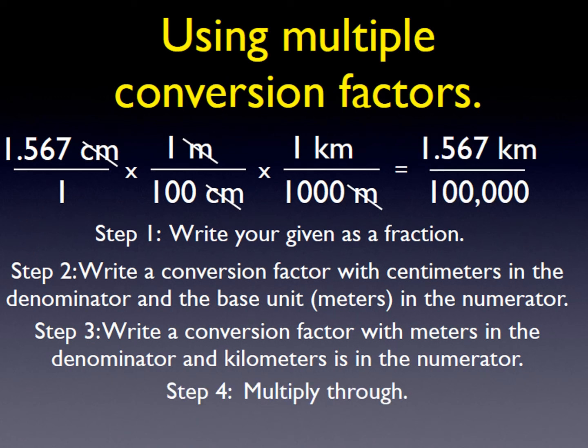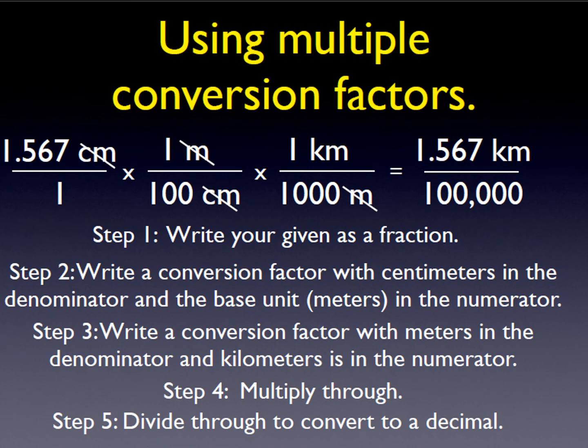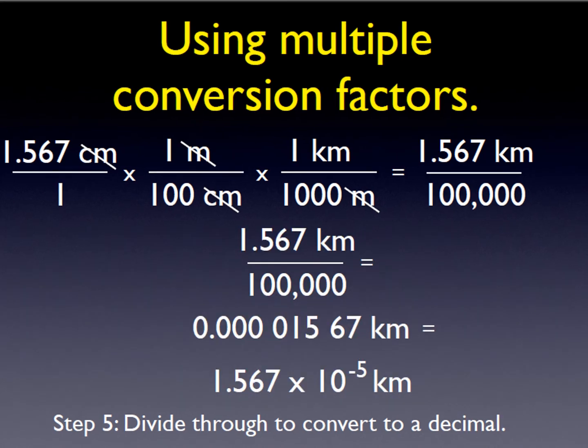Multiply across, divide by the bottom, so 1.567 divided by 1,000, and you get a really small number: 0.0001567 kilometers, or 1.567 times 10 to the negative 5 kilometers in scientific notation. So scientific notation is easier here because you don't have to write all those zeros with 0.0001567.